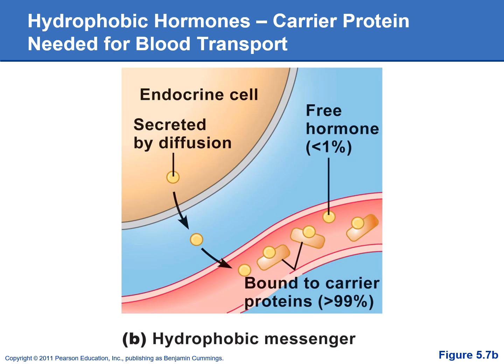The hydrophobic hormone does not bind to the carrier protein permanently. It will bind and then fall off. And when the hormone falls off the carrier protein, then it's free and can then diffuse out through the capillary wall and then go to its target cell. But while it's bound to the carrier protein, it's trapped in the blood.